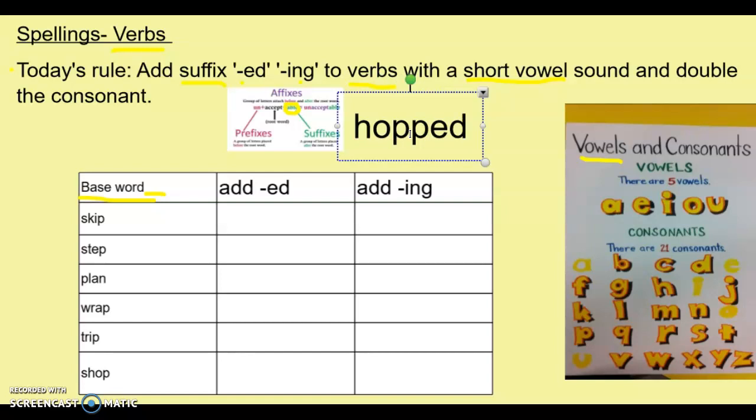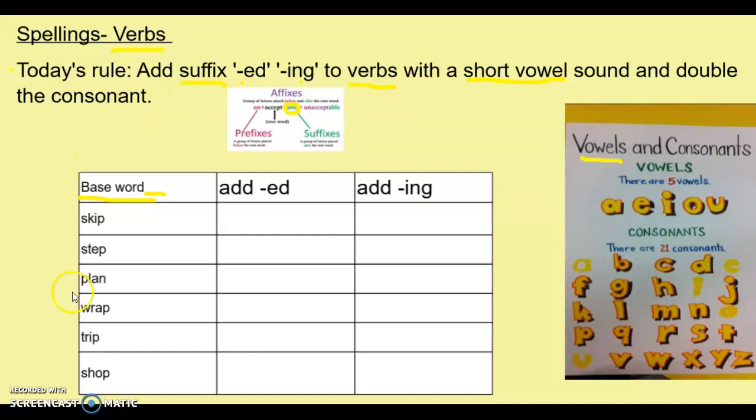So hop becomes hopped. Or if I want to change that hop word into hopping, because it's got the O, which is a vowel, and then followed by a P, I double the P and I add the suffix ing to make it hopping. It's really important that you do that, because in this word hop, if you just add ed, then that word becomes hoped, and that's a totally different word. So it's really important that we follow the rule of doubling the consonant.